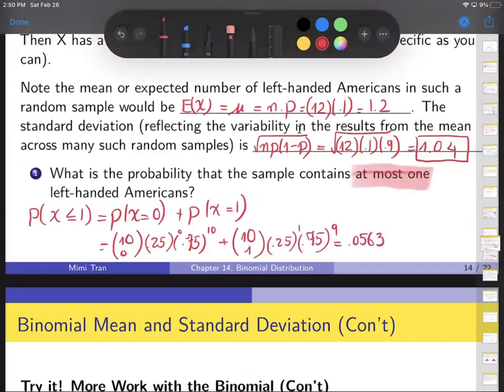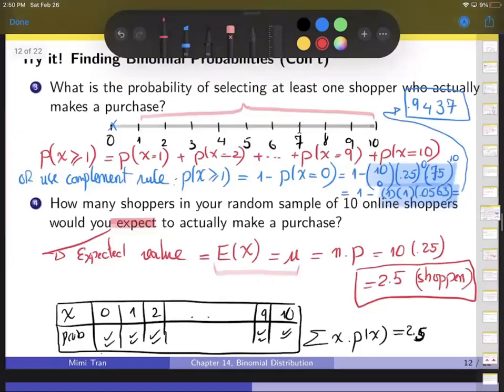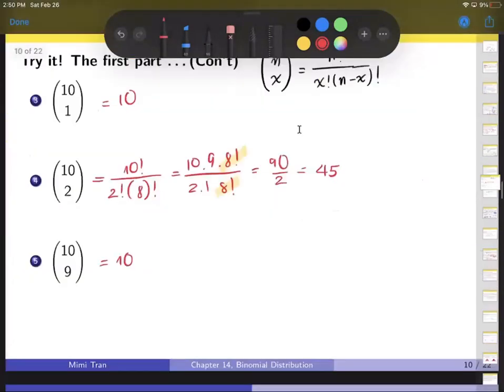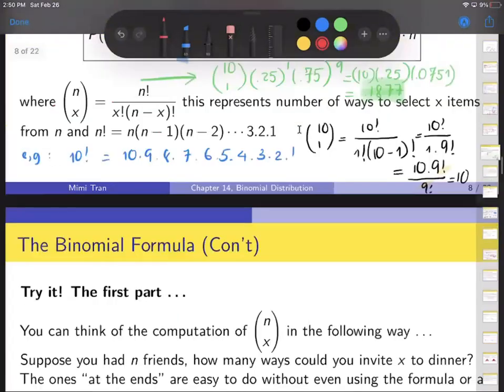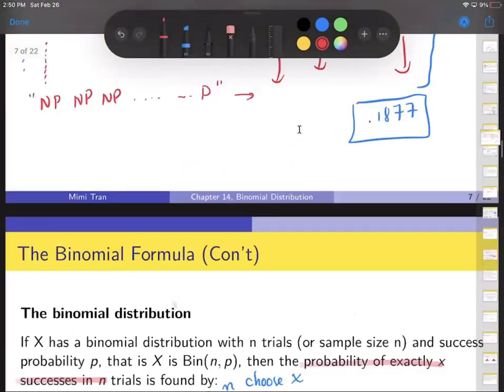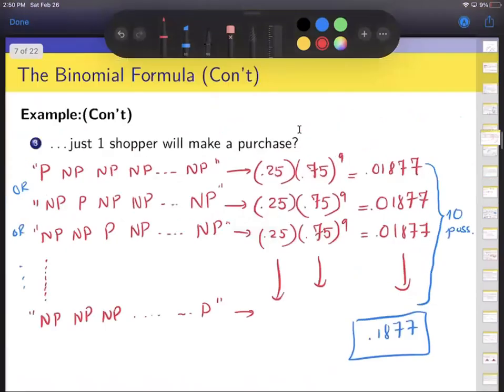0.0563. What about 10 choose 1? Have we done 10 choose 1? I think we did. Right, we did. That's the same one right here. 10 choose 1 right here, right? Yeah.